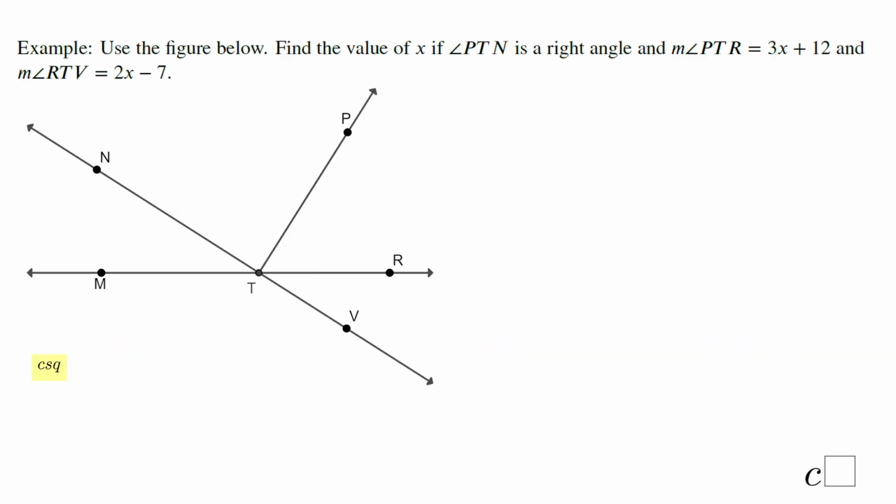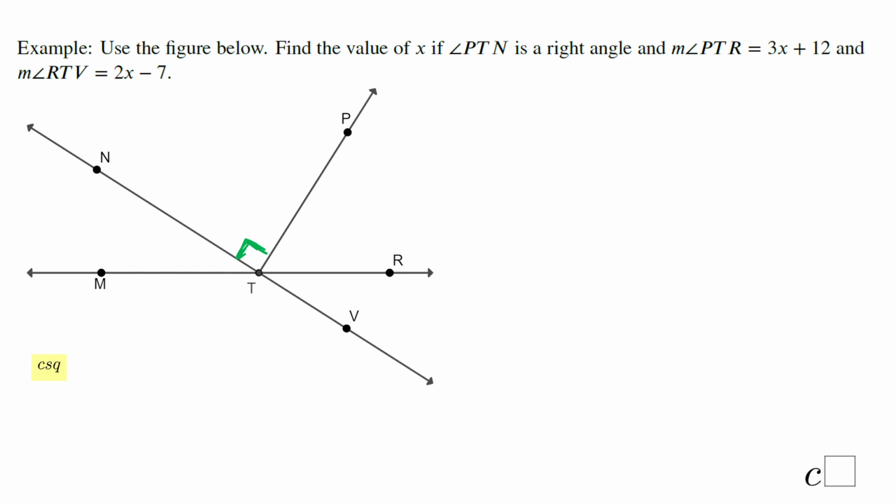Okay, let's take a look now at this example. Use the figure below, find the value of x if the measure of angle PTN is a right angle. So PTN is a right angle. You may want to mark that on the picture. Okay. So now it's given in the problem, mark on the picture so you can see that better and you can use it later properly.